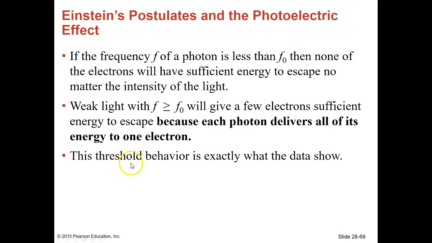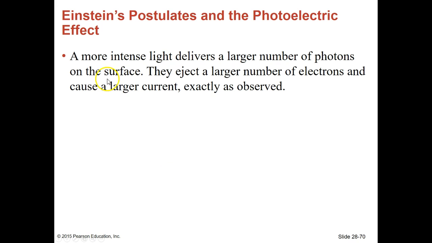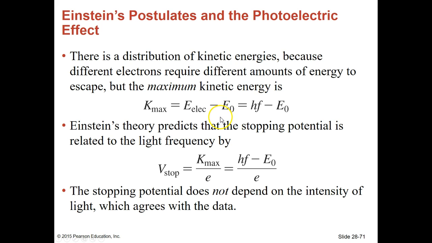Very little light does give some, because remember, each one of the packets of energy goes to just one electron. A more intense light delivers a larger number of photons, they eject a larger number of electrons, and do cause a larger current. So that's exactly what we've seen in the labs. There is a distribution of kinetic energies because different electrons require different amounts of energy to escape, but the maximum kinetic energy is K max, and that's the energy of the electron minus the work function, or hf minus the work function itself.